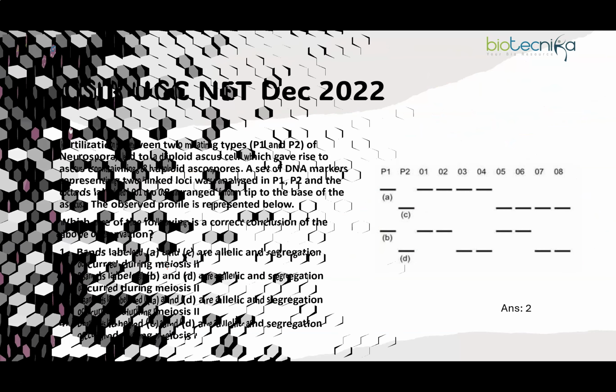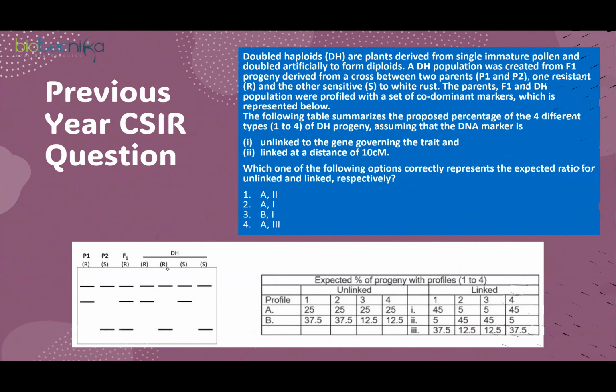Let's see one more question. Here also, again, a band pattern is given. Double haploids are plants derived from a single immature pollen and doubled artificially to form diploids. A double haploid population was created from F1 progeny derived from a cross between two parents P1 and P2, one resistant (R) and the other sensitive (S) to white rust. The parents, F1 and DH population were profiled with a set of codominant markers, which is represented below.